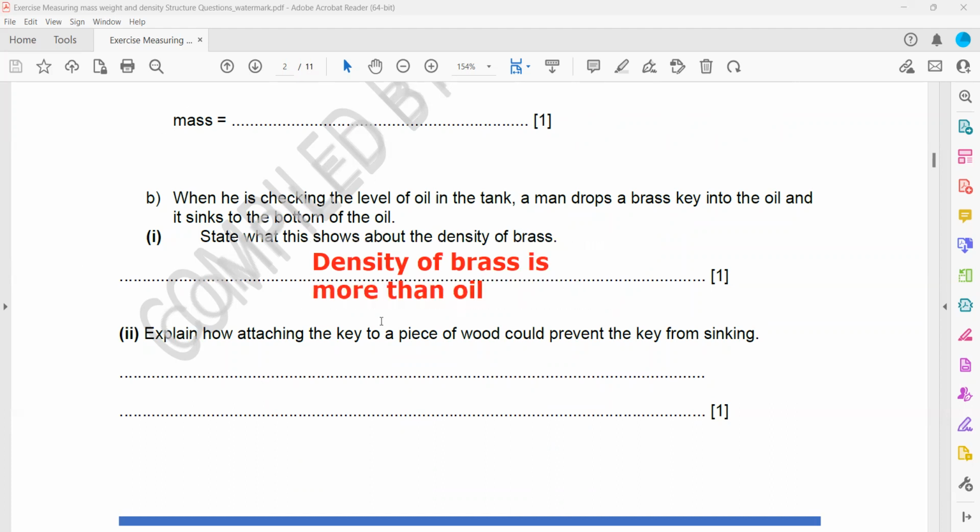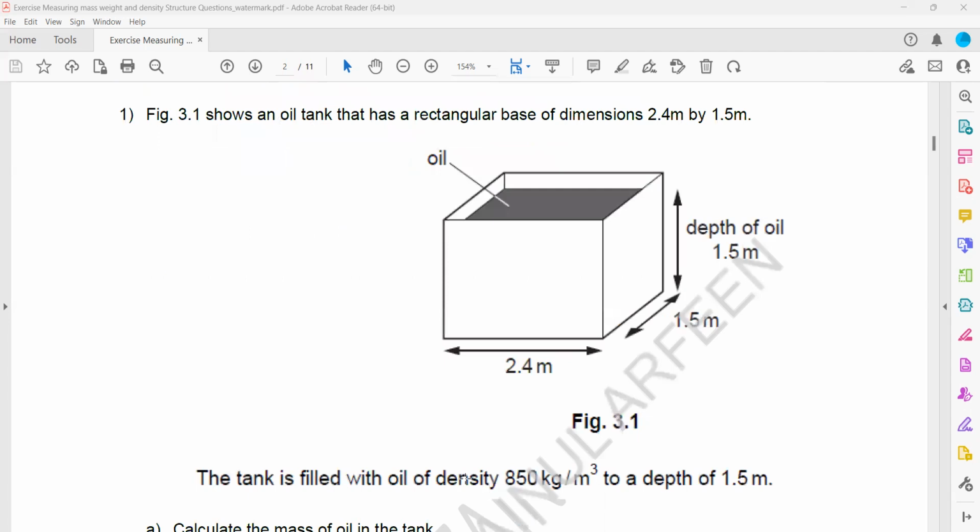Explain how attaching a key to a piece of wood prevents the key from sinking. Like if you attach a piece of wood to this key, it won't sink. So what is the reason? Why? When the key and wood are both attached to each other, it does not sink. So we can say the combined density of wood is less than, that's good.